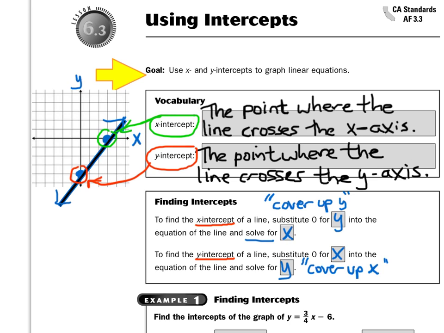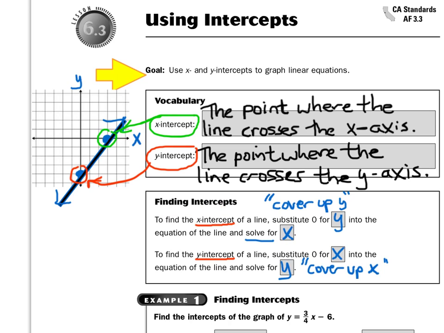Because the x-intercept is this point right here. It's exactly where the line crosses the x-axis, and I circled it in green so you could see that. The y-intercept is the point where the line crosses the y-axis. So find the y-axis and look at this point. It's the point where the line that you draw crosses the y-axis.